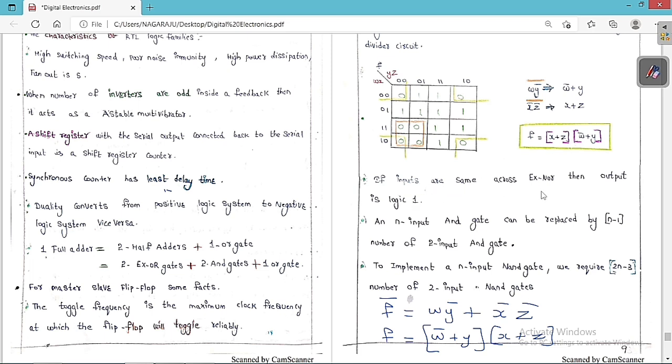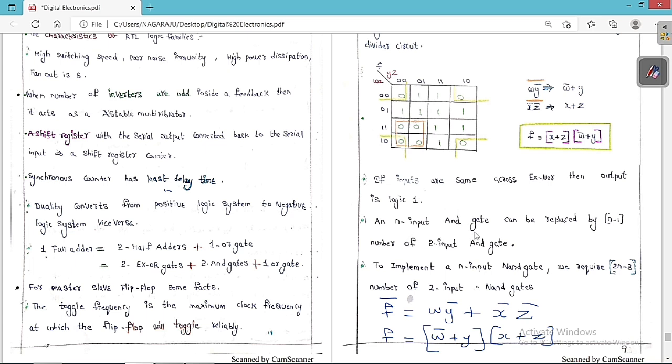If inputs are the same across XNOR, then the output is always equal to logic 1. I have already told you XNOR is also called the equivalent circuit. So for 2 bits, whenever the inputs are the same we are going to get logic 1.